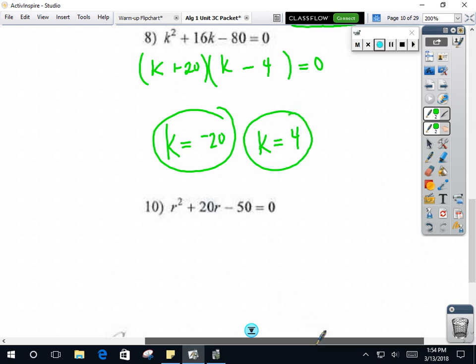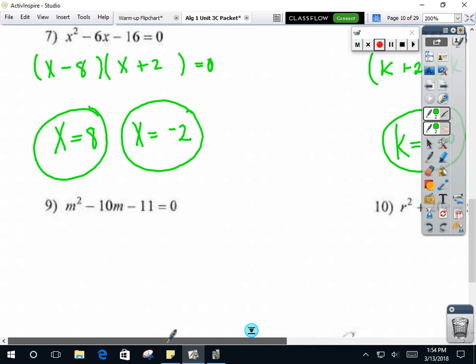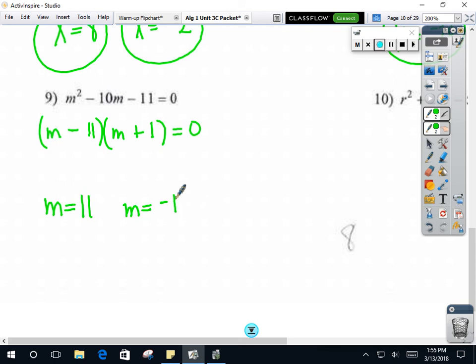All right, number 9. You ready? Can it be factored? Okay. What numbers multiply to negative 11 and add to negative 10? 10 times 1 is not 11. 11 times 1. Negative 11 and positive 1. And so the final solutions will be what and what? Negative 1.